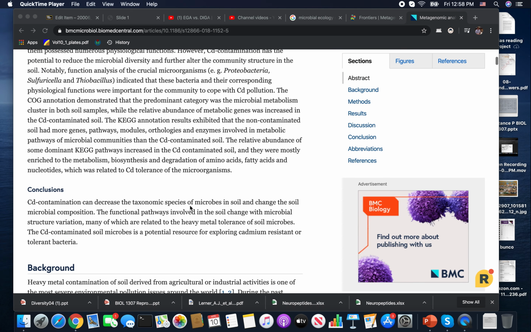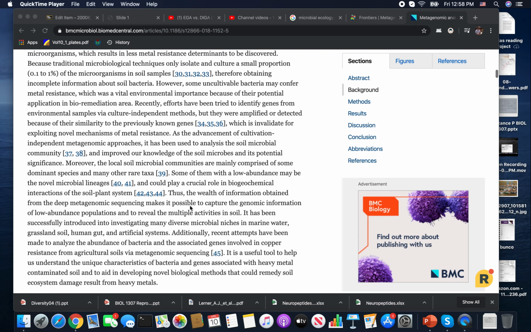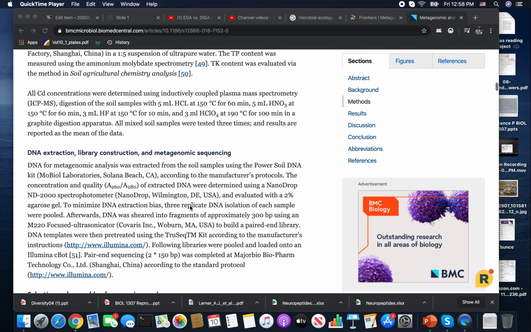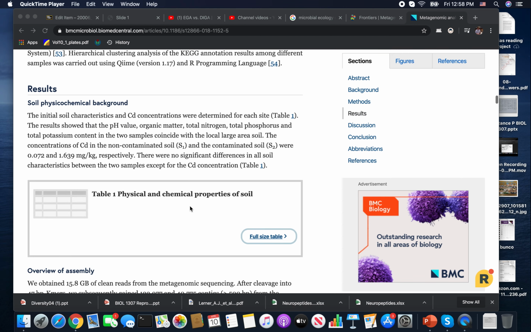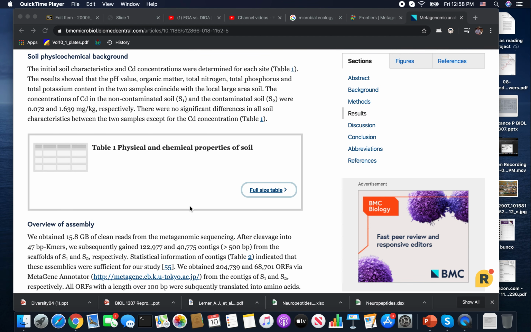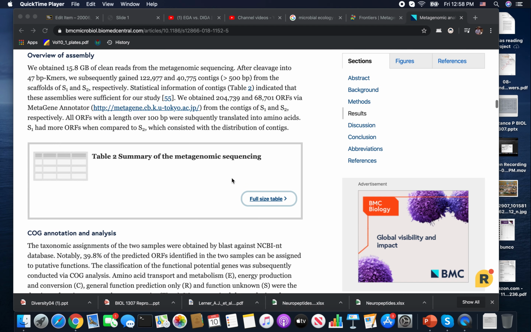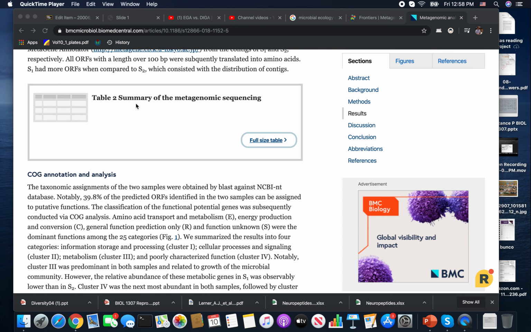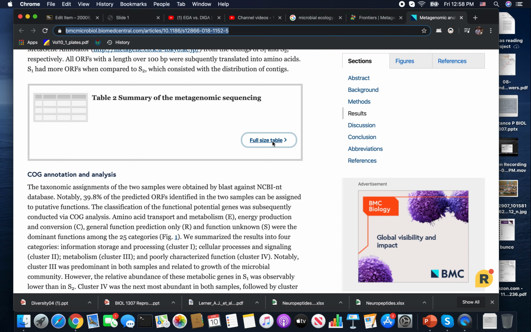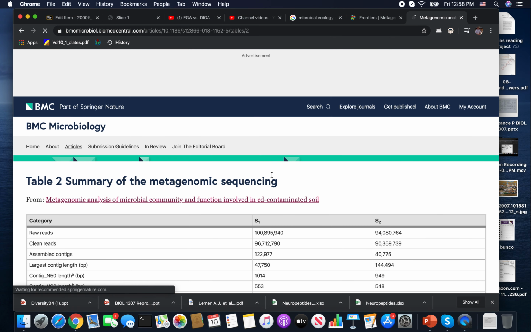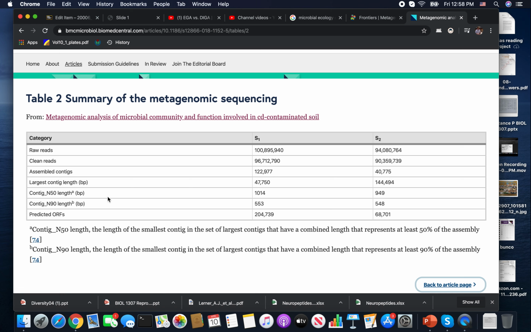And so you're going to have a look at this paper, and this is my goal, for you to look at this paper and read it and be able to understand it, and this is what I would like you to discuss if you get this as a test question. So these tables are going to show you the properties of the different soils. They're going to show you a summary of the metagenomic sequencing, so let's see what that looks like. There we go, that's just how many things they read.